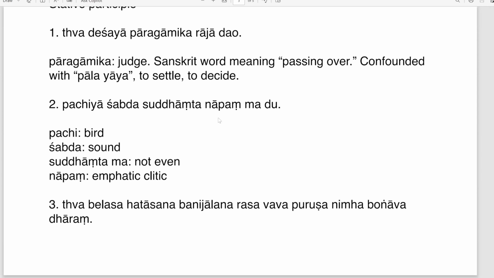And Nabang here, we have Nabang before, but it is together with something else. But here Nabang is an emphatic particle. So there was not even the sound of a bird. So in the story, the context is that our hero entered a very terrible forest, and there's just a total silence and not even the sound of a bird.